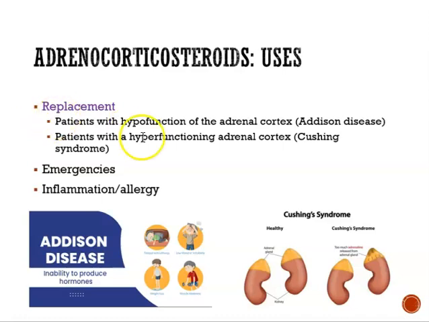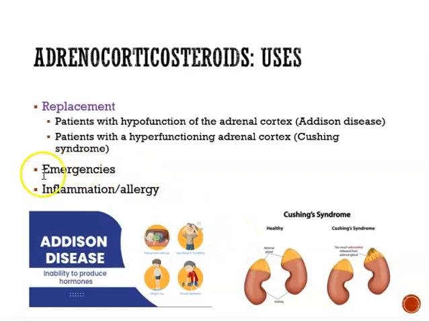So when we have people who have hypofunction, hypo means very little, less, right? They don't have enough steroids being produced. That's what Addison's disease is. They're not producing enough hormones. Sometimes you can have people who have hyperfunctioning of the adrenal cortex, where they're producing too much steroids. And when they produce too much steroids, Cushing's disease can happen, where we become very big.